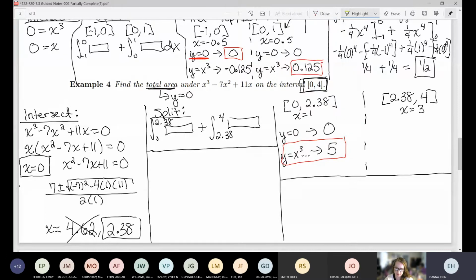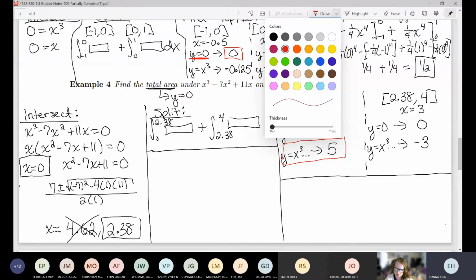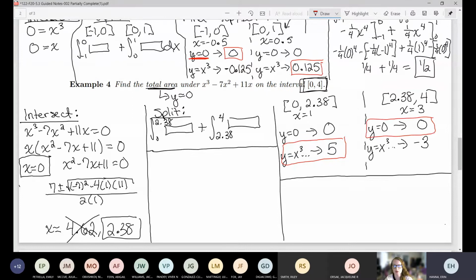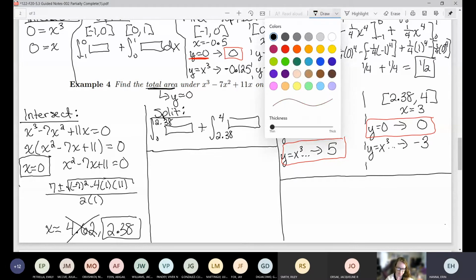And then if I plug 3 into y equals 0, again, I just get 0. If I plug it into the x cubed minus 7x squared function, I don't have enough space to write out the full function, but I'm going to get -3. Which one of those 2 numbers is larger? 0. So y equals 0 is going to be the top function in the second interval.